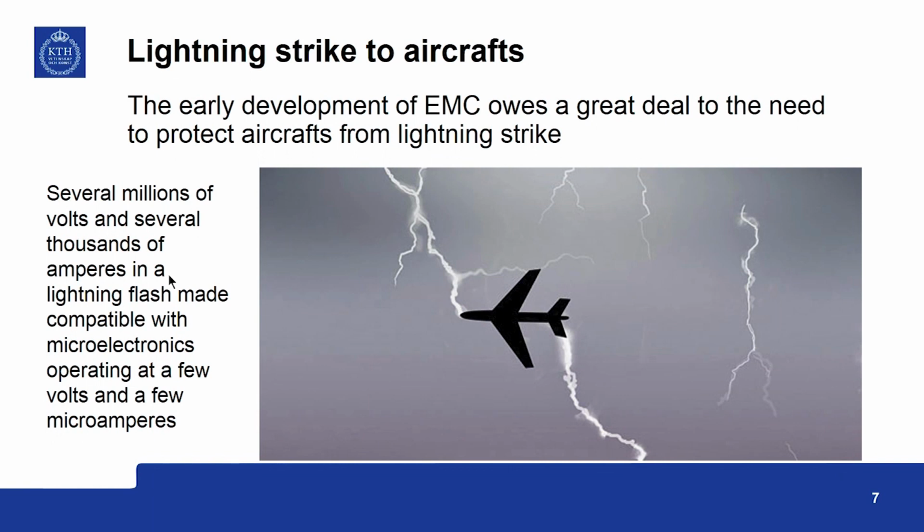That is where the method of EMC is coming in. You have to reduce the millions of volts and thousands of amperes of lightning currents in the outside skin of an aircraft. By the time it reaches the sensitive electronics, it should be below a few volts and below nanoamperes. So how do we achieve this? This is what we will learn in this course partly.